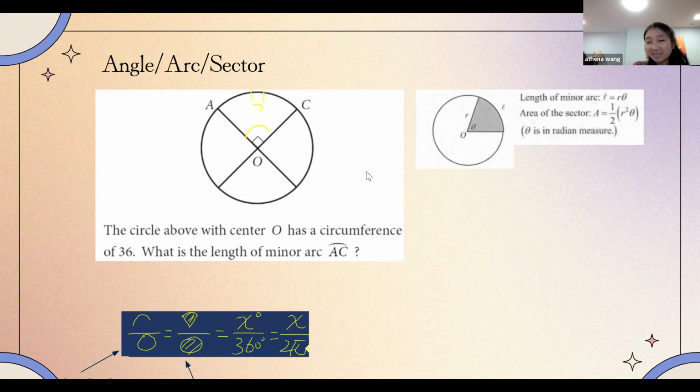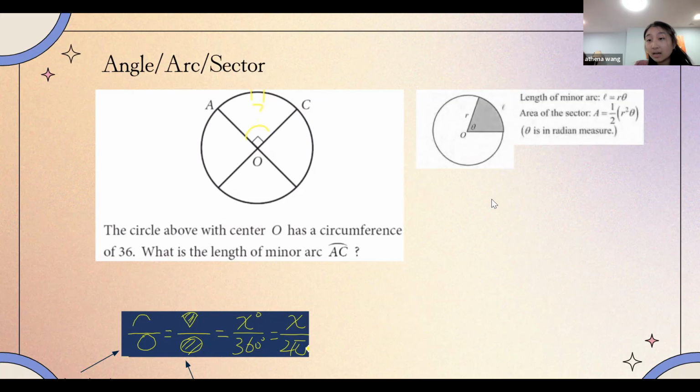And it should have been pretty easy because this is 90 degrees. So 90 over 360 is 1 over 4. So 1 over 4 times 36, because we know that our arc over our circumference is equal to 1/4. That means that our arc length would just be 9.